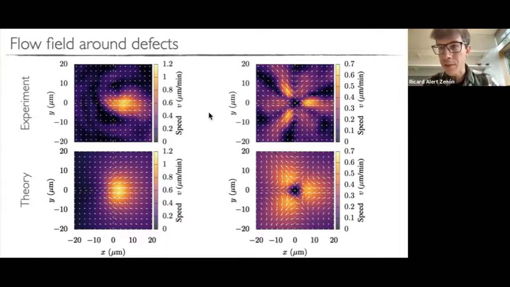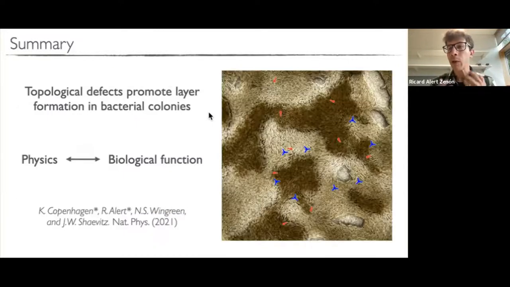So this confirmed the theoretical picture. And that's all I wanted to say about this part of the talk. So I'll just summarize it by saying that what we found is that there are these very physical quantities, like the orientational order of cells in this bacterial colony and the associated topological defects. And these facts combined with the active forces that cells generate as they migrate explain how topological defects are seeds for the formation of new cell layers.